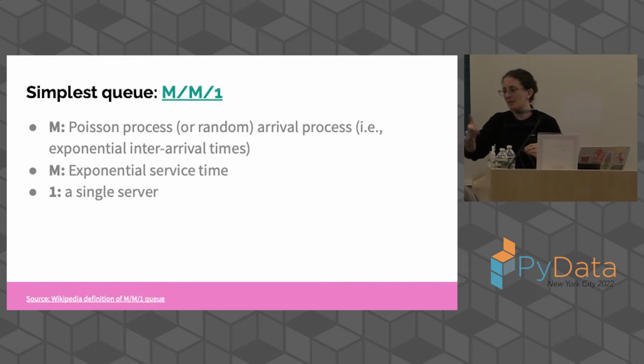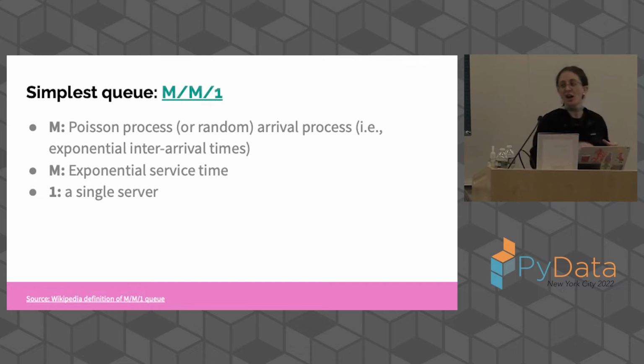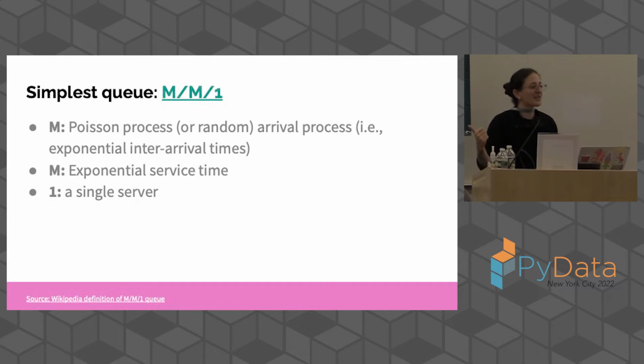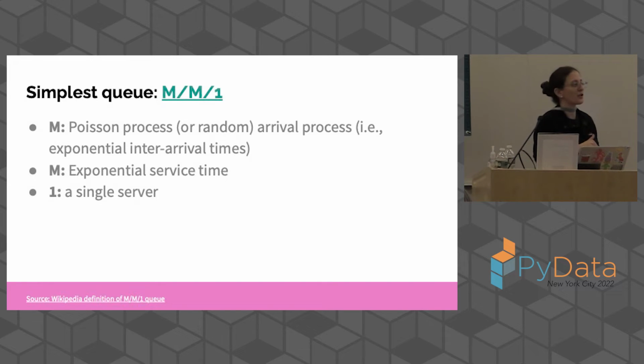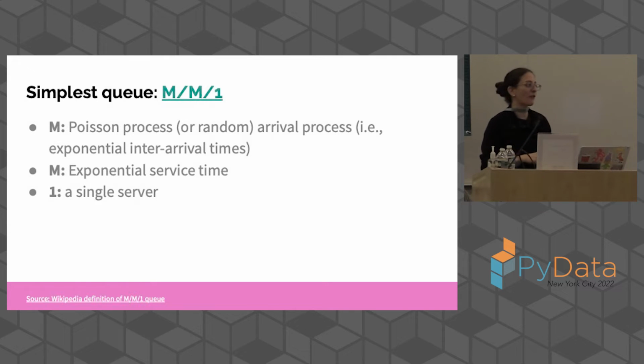And then the second M would be the service time, and you could make that fixed. If the amount of time it takes to do the service is always fixed, you absolutely can. But in this MM1 queuing system, we're going to pull that from a distribution too. So that's also going to be stochastic, and we're going to pull that from an exponential distribution.